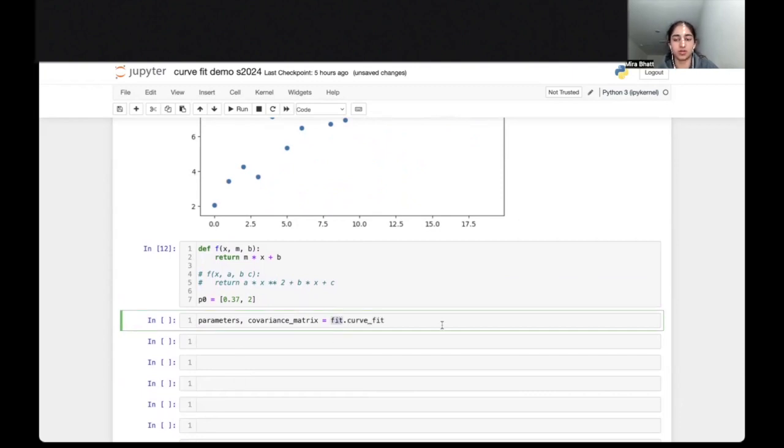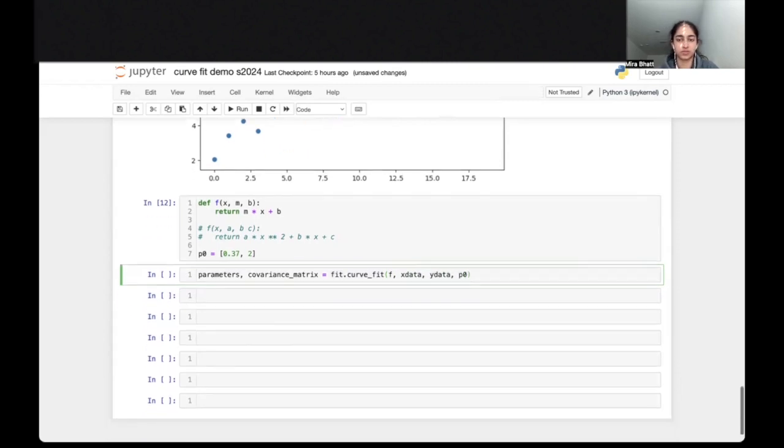We imported our library as fit. So we're going to do fit.curve_fit. This is the name of the function. And we're going to give it our model function, which we called f, our x data, our y data, and our initial guess. And then we can run this. And let's take a look at these different outputs.